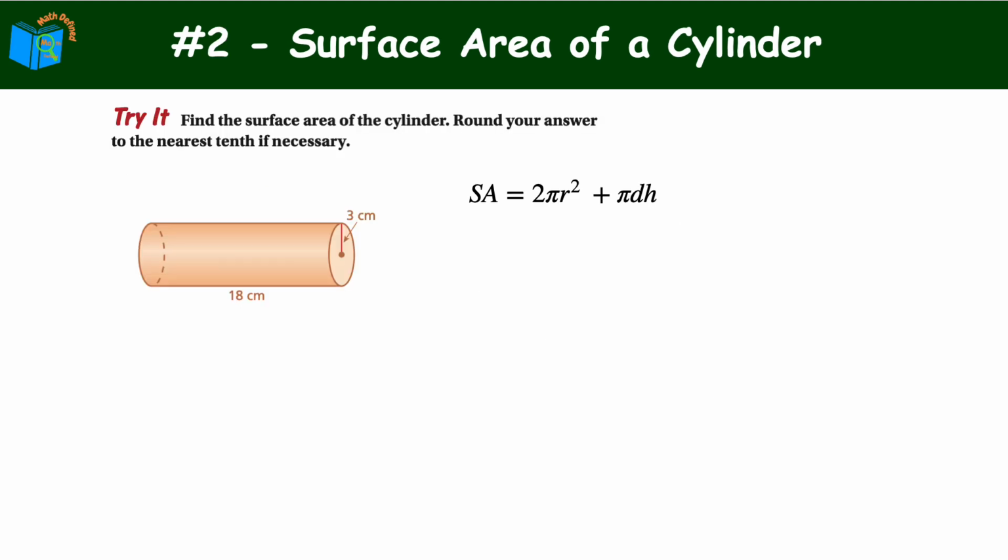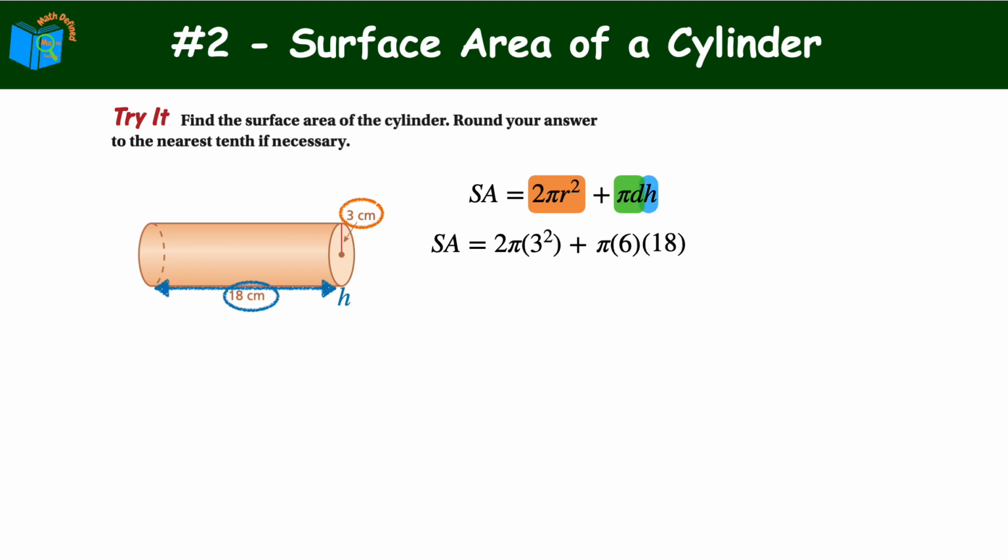Let's try another one using the formula. First, we find the area of the two bases using 2 pi times the radius squared. The given radius is 3 centimeters, so 2 pi times 3 squared. Then we'll add the circumference of one base using pi times diameter. The diameter is twice the radius, 3 times 2 is 6, and the height of the cylinder is 18.